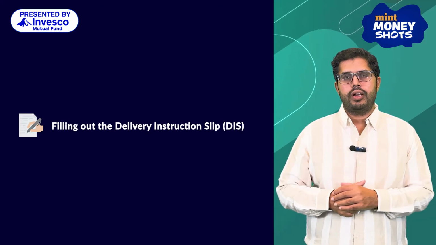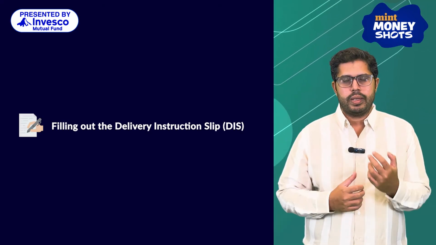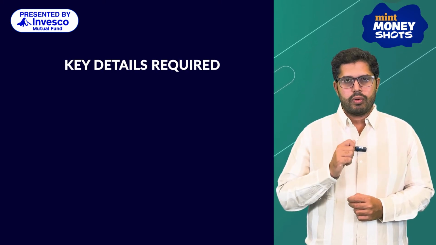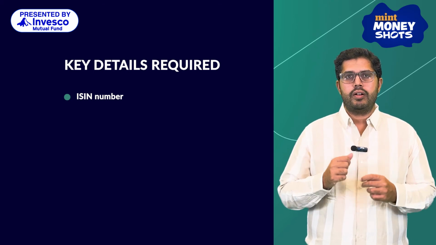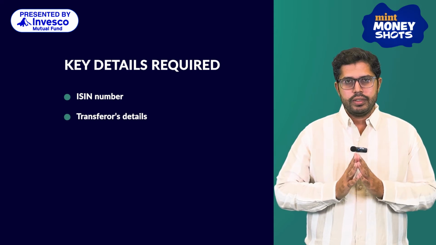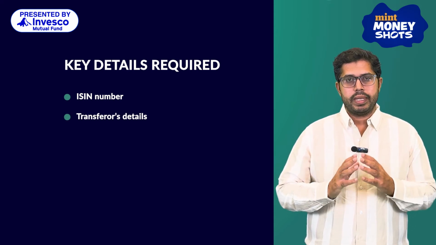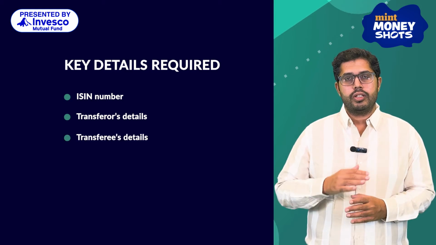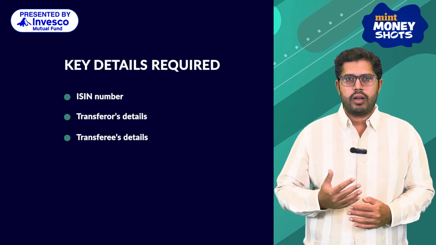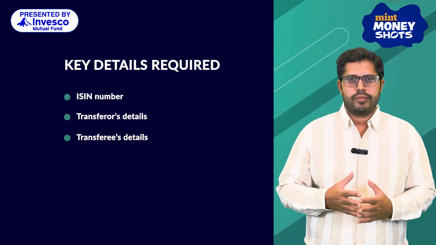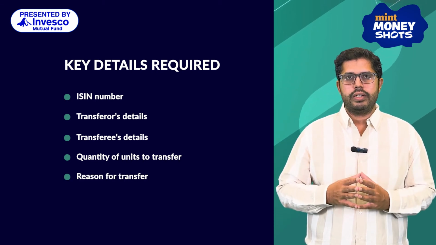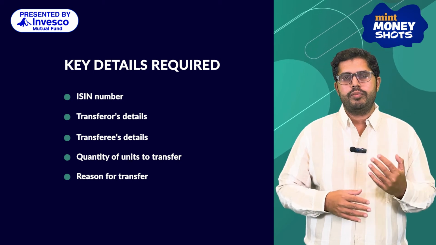To initiate the transfer, the transferor must fill out a delivery instruction slip or DIS, which you can get from your broker or DP. Key details required: ISIN number, the unique identifier for the mutual fund units found on your account statement. Transferor's details, the DP ID and BO ID, the DP ID and the client ID of your Demat account. Transferee's details, the DP ID and BO ID, which is the DP ID and client ID of the recipient's Demat account or your own Demat account if you're self-transferring. Quantity or number of units to transfer.